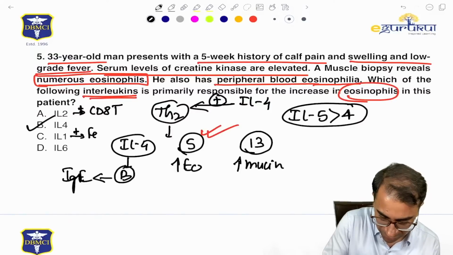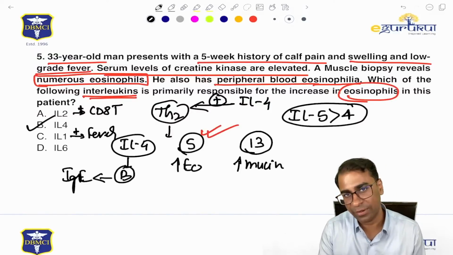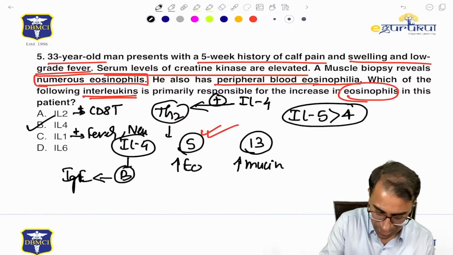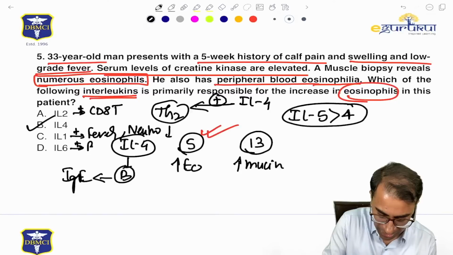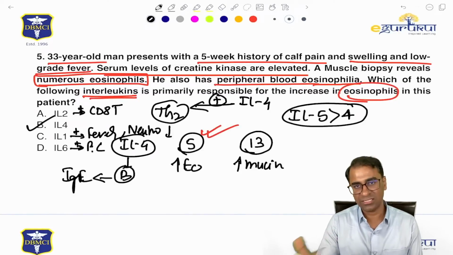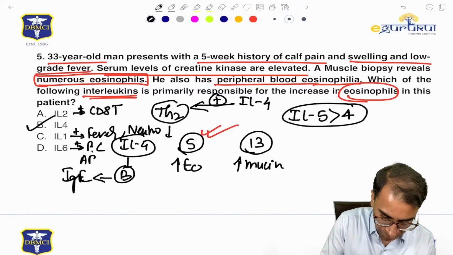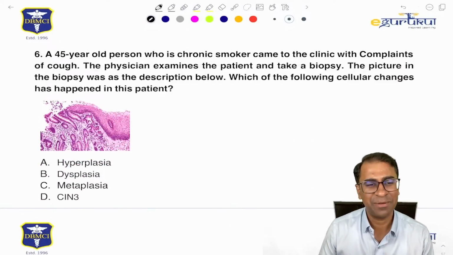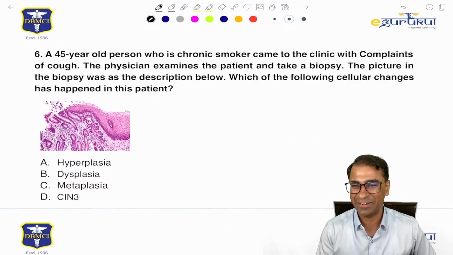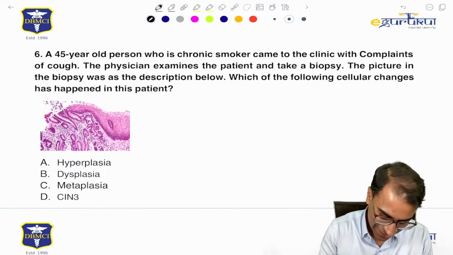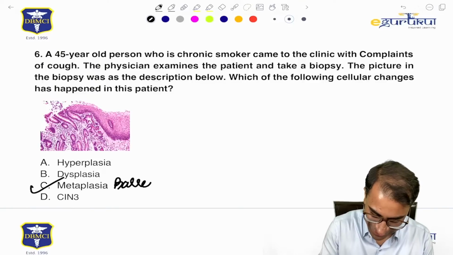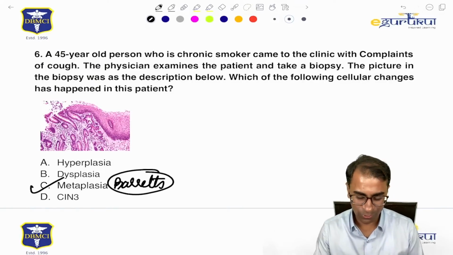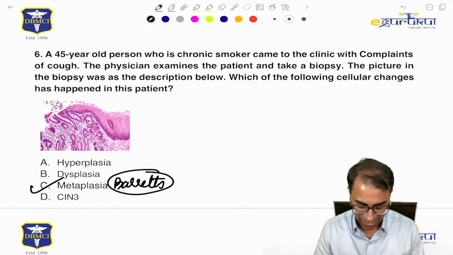IL-1 will cause fever and will also activate neutrophils, and IL-6 activates the plasma cells. It also increases the acute phase reactants. चलो. This is a typical case of, I don't think there's anything to discuss. देखिए समझ आता है. It's a case of Barrett's esophagus, right? Many times you have seen this question. It's a Barrett esophagus. It's a case of metaplasia.